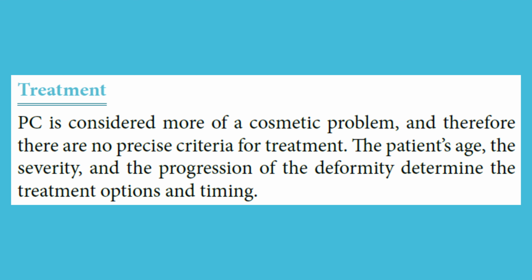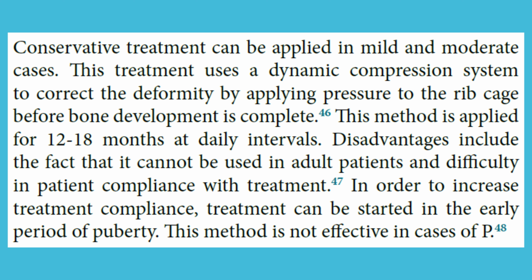Treatment: PC is considered more of a cosmetic problem, and therefore there are no precise criteria for treatment. The patient's age, the severity, and the progression of the deformity determine the treatment options and timing. Conservative treatment can be applied in mild and moderate cases. This treatment uses a dynamic compression system to correct the deformity by applying pressure to the rib cage before bone development is complete. This method is applied for 12 to 18 months at daily intervals. Disadvantages include the fact that it cannot be used in adult patients and difficulty in patient compliance with treatment.